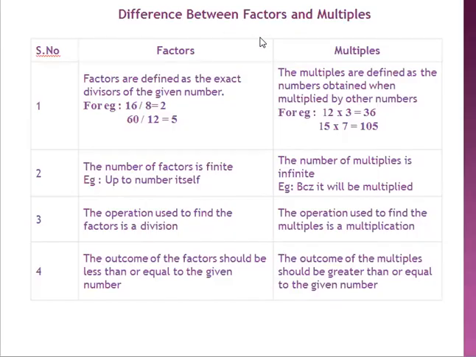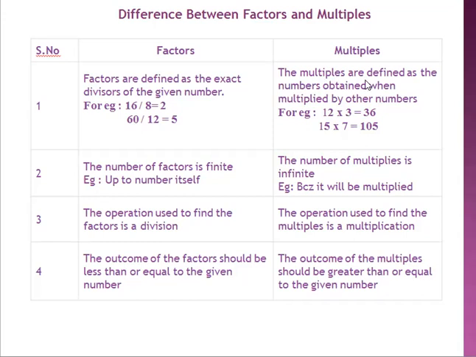So, the difference between factors and multiples. Factors are defined as the exact divisors of the given number. For example, 16 is the number, and if you divide by 8, you will get quotient 2 and the remainder will be 0, because 16 comes in the 8 table. So it is divisible by 8 and the remainder will be 0. So 8 and 2 are the factors of 16.